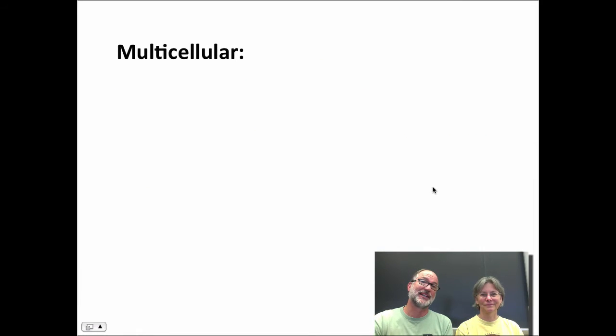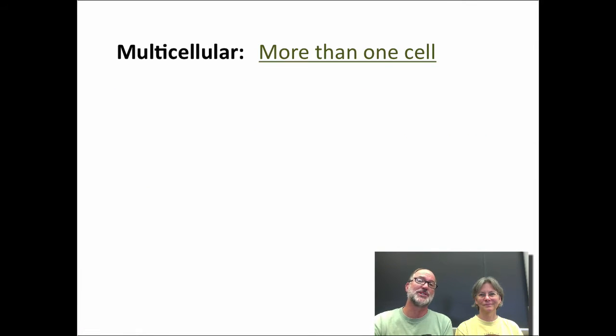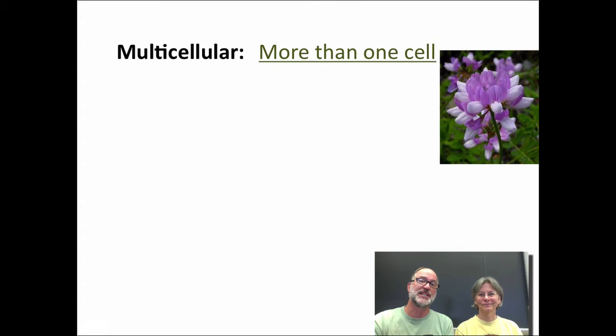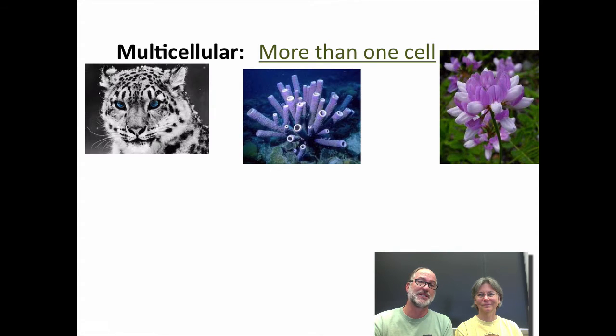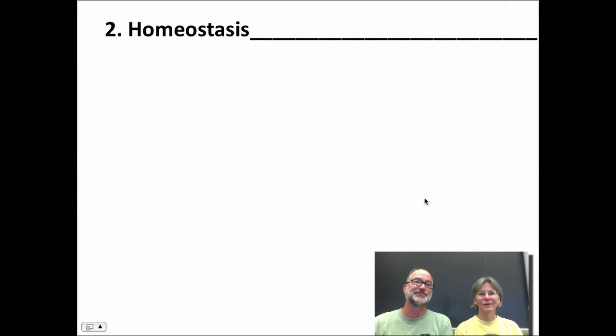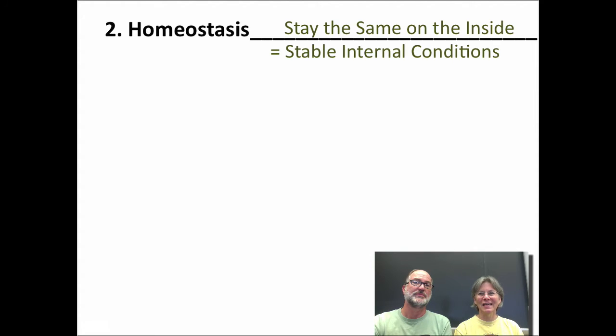Some creatures, like ourselves, are multicellular, and of course, that means they're made of more than one cell that makes up the entire organism. So this leopard, this sponge, and this flower are all multicellular creatures. Our second characteristic of life is homeostasis, and this means staying the same on the inside, and that means stable internal conditions.